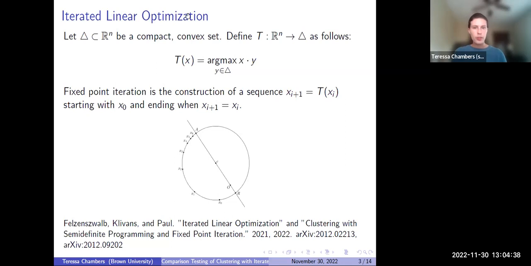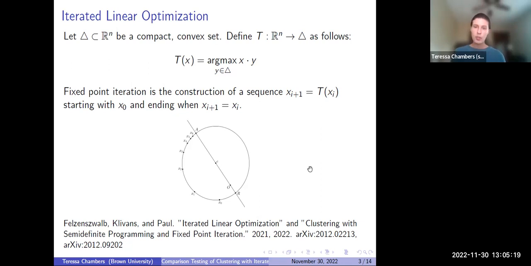To start with, iterated linear optimization is an algorithm that operates on compact convex sets within Rn. We're going to define our algorithm T to be the following. For a particular point X, T will maximize the dot product of X over all elements Y in our desired compact convex set. So that's the base structure. And then what we're really interested in is applying this algorithm over and over and over again. We're iterating it.